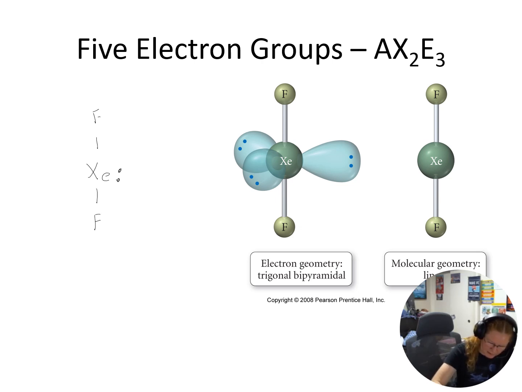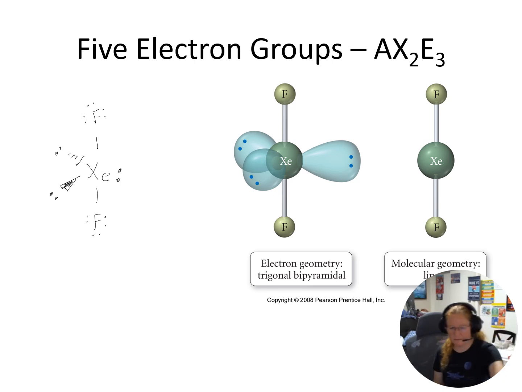I have one lone pair here, one lone pair here, and one lone pair there going back behind. Okay, all right. And that concludes what we can do with our trigonal bipyramidal. I'm going to pull these off because I'm going to need them for octahedral.